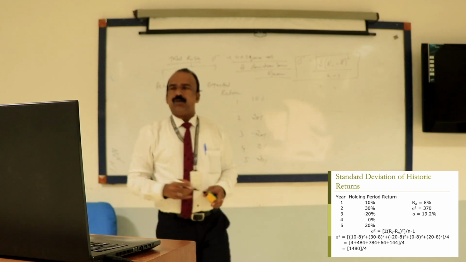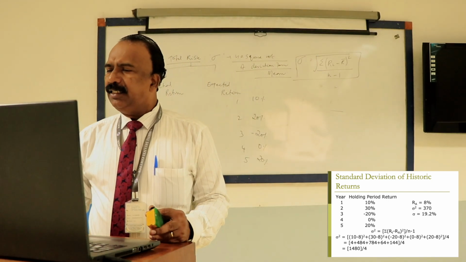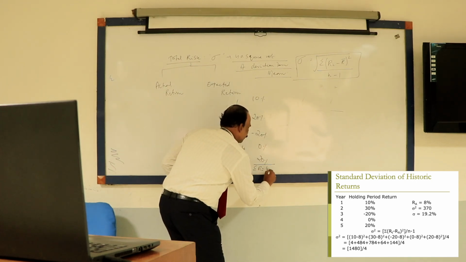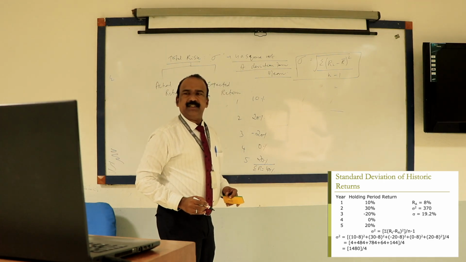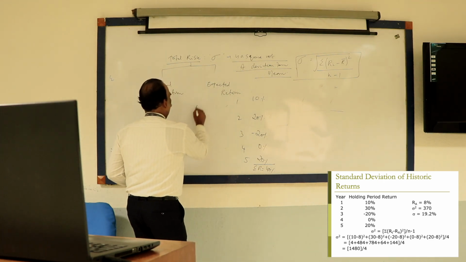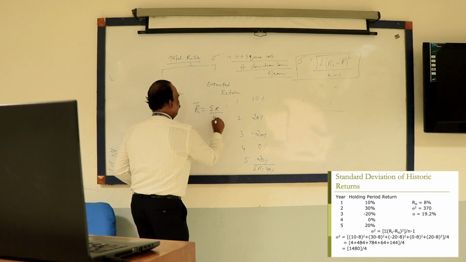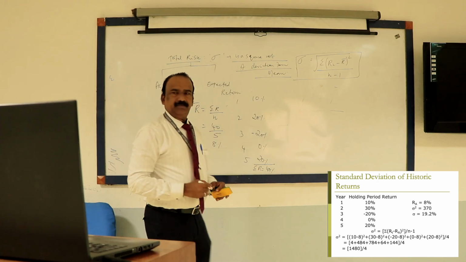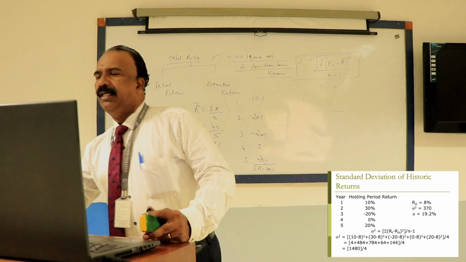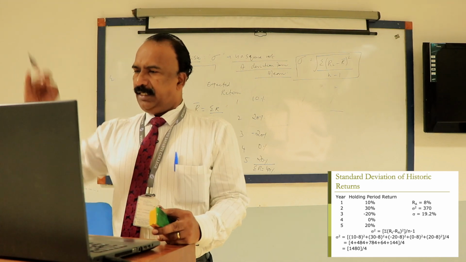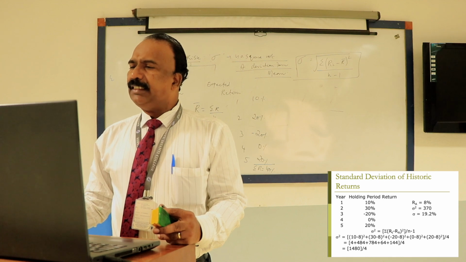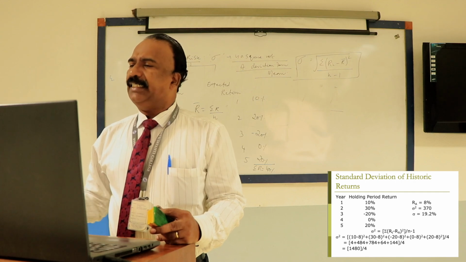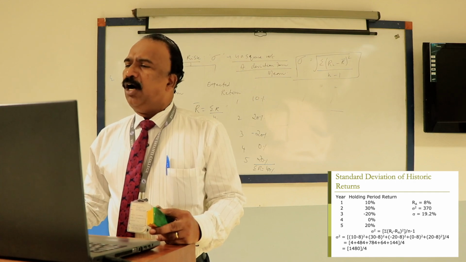Okay, so get the average. Add the return, sigma R, which is equal to 40%. R bar is equal to sigma R divided by n. So sigma R is 40 divided by 5, the number of years, so R bar is 8%. The first step is get R bar: total the return, divide by number of years, which gives you the mean return, or arithmetic mean return, or average return.